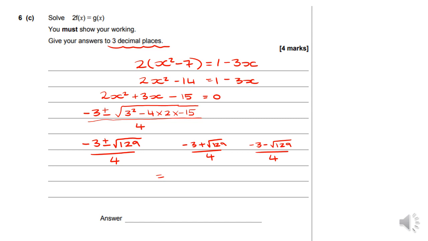It wants it to 3 decimal places. So let's just quickly do it on the calculator. For this one, I get 2.089. And then for the other one, what do we get? Minus 3.589. And there we go. There are 2 answers to 3 decimal places.